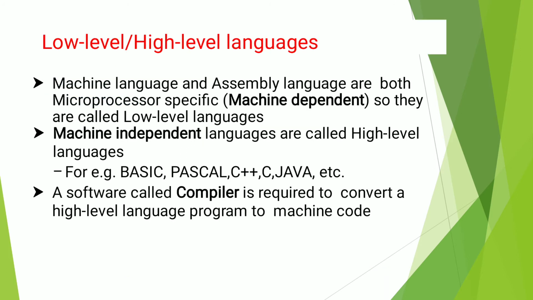Earlier we have discussed that a program written in mnemonics, that is compare, move, add, etc., these are instructions, and a program written in mnemonics is known as an assembly language program. The writing of a program in assembly language is much easier and faster as compared to the writing of a program in machine language. Both assembly language and machine language are microprocessor specific. A microprocessor specific language is known as a low level language.